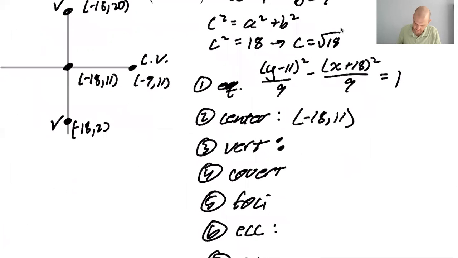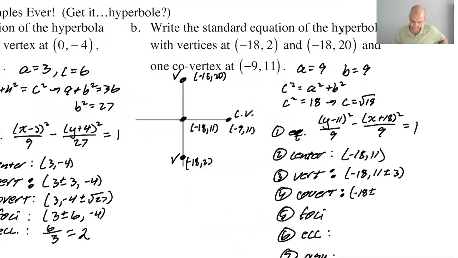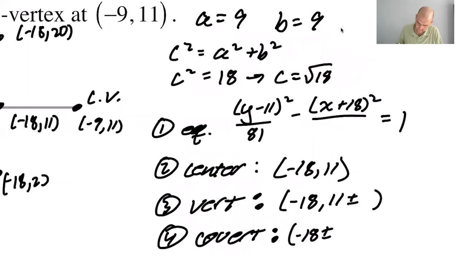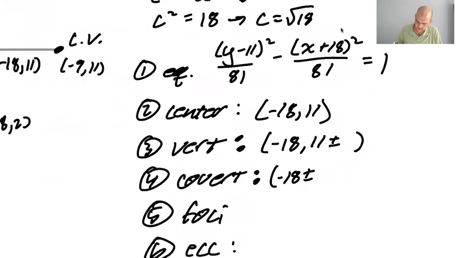Vertices. All right, so you're at negative 18, and then you go up and down. So comma 11 plus or minus 3. Covertices, you're at negative 18, and you can go plus or minus 3. Wait, what? A is 9. I knew I messed myself up by thinking that through. Here we go. These are 81. Right? A squared. B squared. This is plus or minus 9. Mistakes were made.